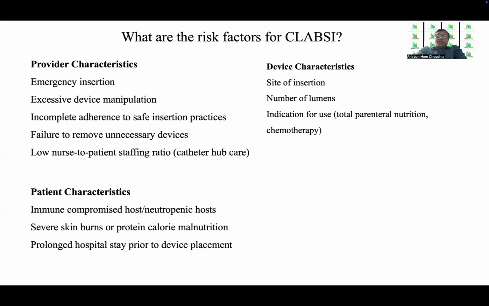The indication for use, like total parenteral nutrition, chemotherapy, etc. We know that the medium used in total parenteral nutrition can be a good culture medium for bacteria to thrive upon. And when such practice is adopted and cleanliness is not maintained, then also it can increase the risk of CLABSI.